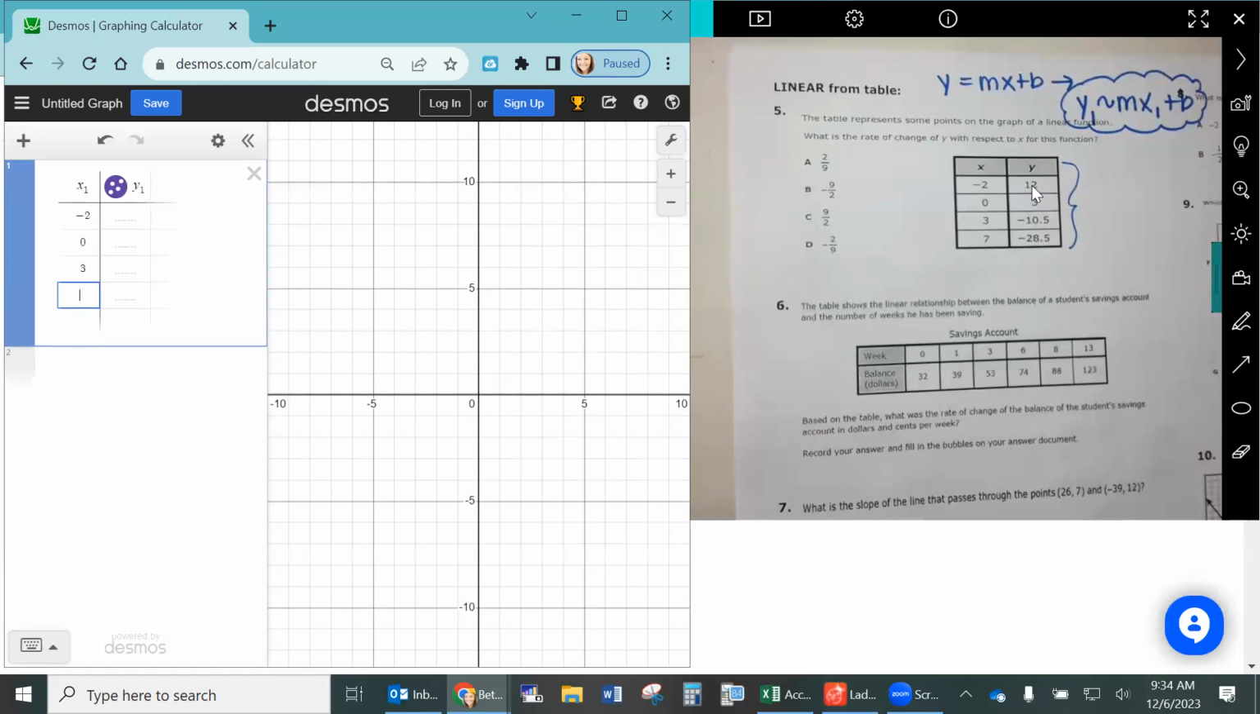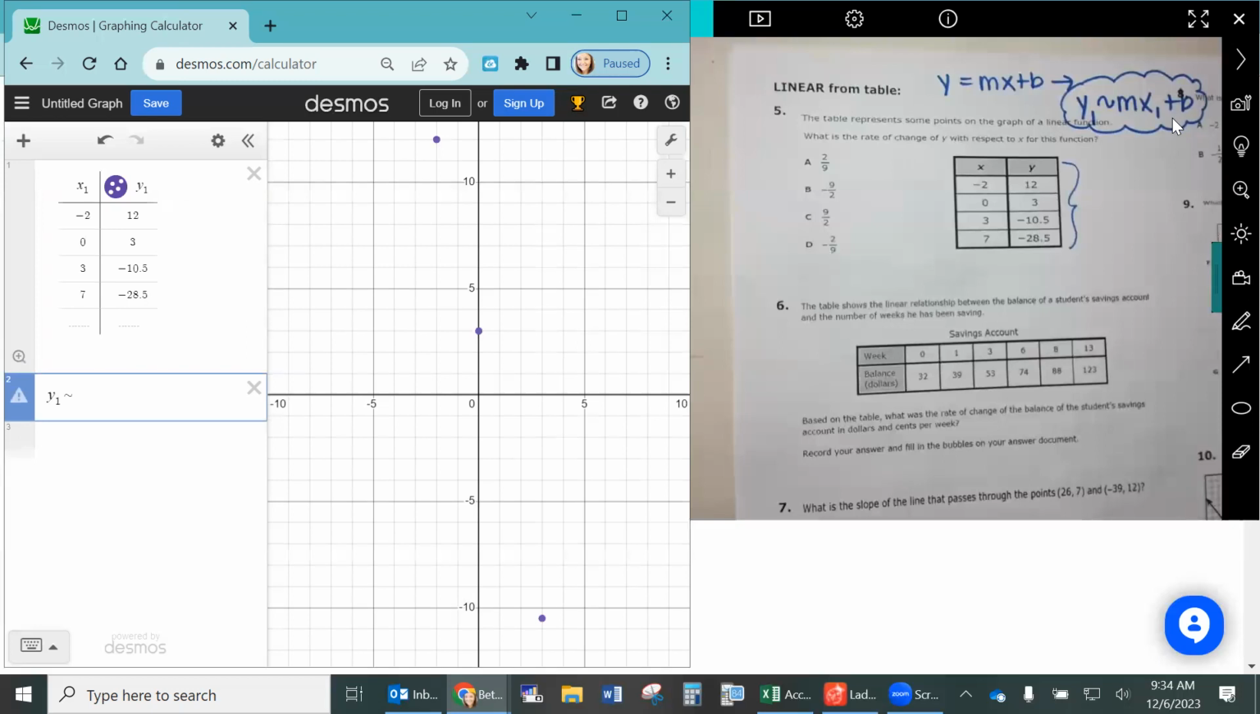So negative 2, 0, 3, 7. Then I come over to my Y side and put these numbers in here: 12, 3, negative 10.5, and negative 28.5. Once I've typed those values in, I've taken all the numbers from this table. Then I come down here and put this formula, y1 squiggle mx1 plus b. And then you'll notice that right down here pops up my m and my b for my equation.